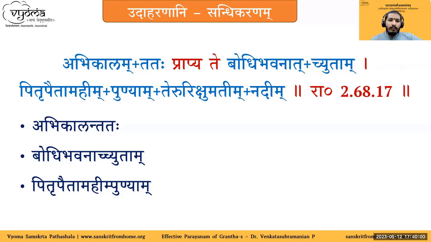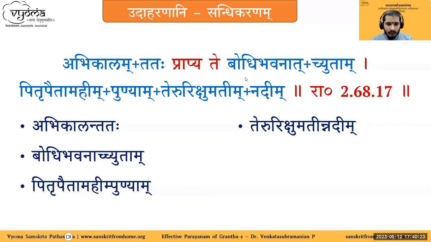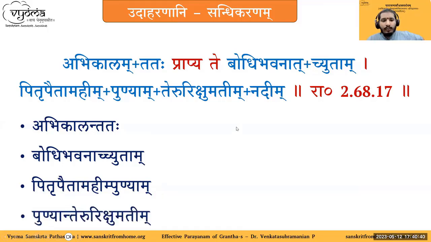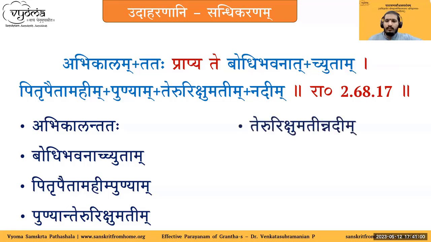In the fourth place of sandhi, Punyam Teru Rikshumatim. The Makara is first converted into Anuswara. Then we get the Parasavarna sandhi, that is, in place of Anuswara, we get Nakara Adesha. Sorry, there is a mistake in the animation. So we get Punyan Teru Rikshumatim. And in the last part, Teru Rikshumatim Nadim, Makara is converted into Anuswara. In place of Anuswara, we get Nakara Adesha by Parasavarna sandhi. Teru Rikshumatim Nadim is the final form.